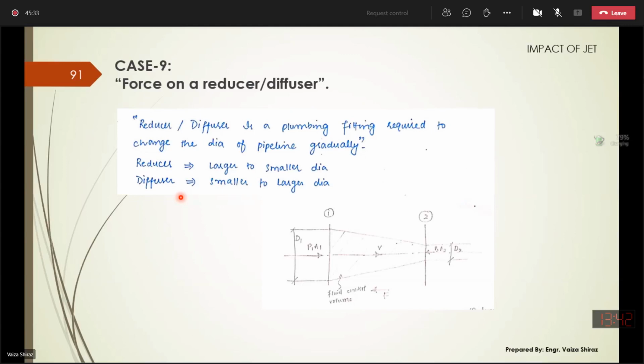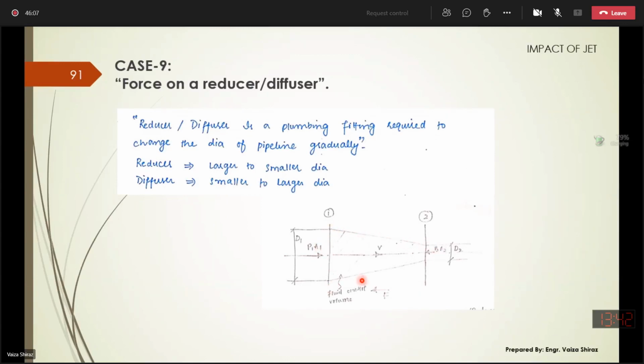In this, our last two cases are on a closed conduit. So you will see that the force relation will also have the pressure forces as well. Okay, so the first case in this regard is the force on a reducer or a diffuser. It is a plumbing fitting which is required to change the diameter of the pipe gradually. The same plumbing fitting can be used as a reducer or a diffuser depending on the direction of your flow.